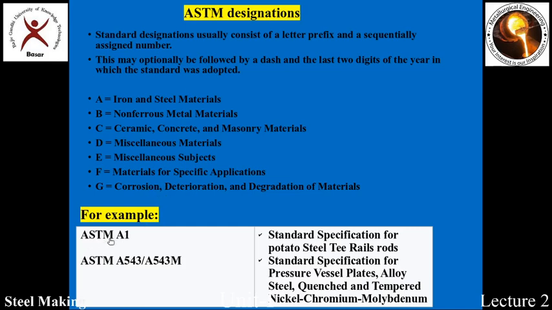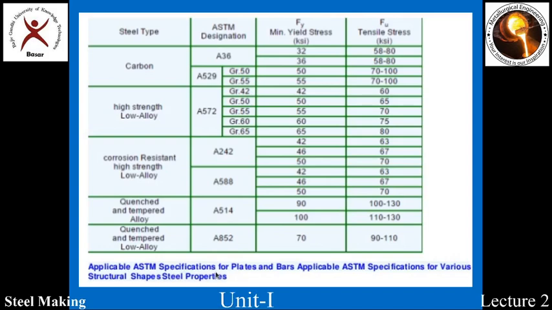Let me take a specific example, one of ASTM A1. It means it is a kind of carbon steel T-shape rail rods, and ASTM A553 steel means pressure vessel plates are designated with A543. M stands for molybdenum alloying elements.